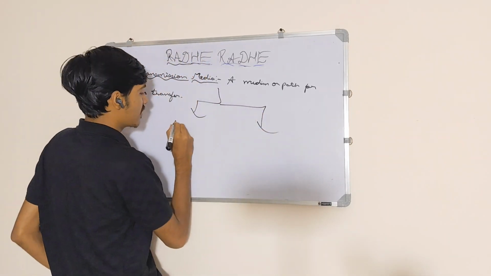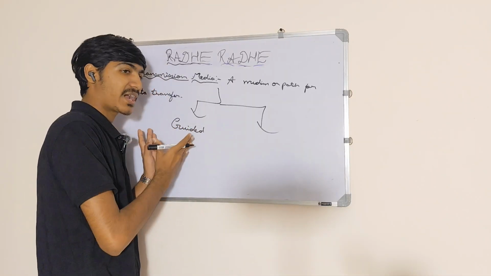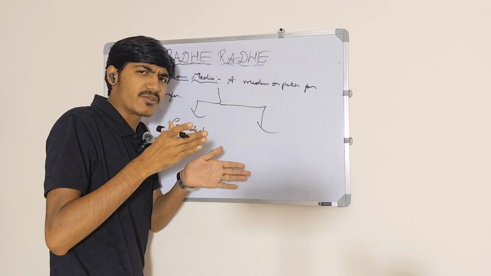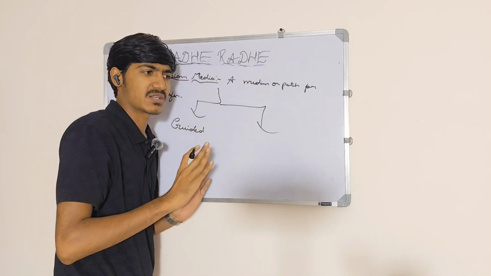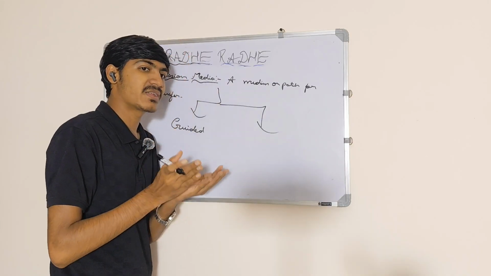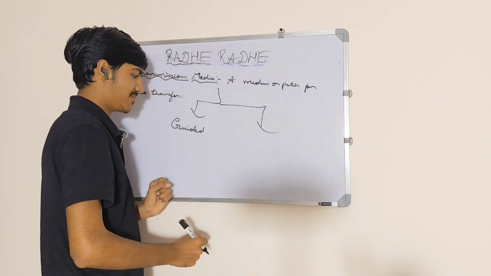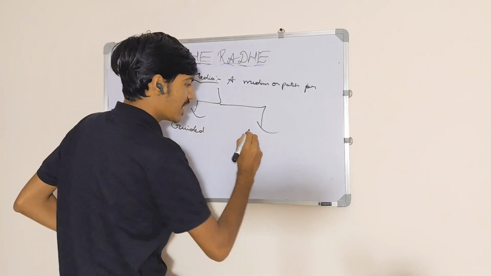One is guided transmission media. So what do we mean by guided? It means someone is guiding you to reach the destination. Indirectly it is a closed circuit, and a closed circuit means it is physical, basically a physical connection. Guided is nothing but physical.